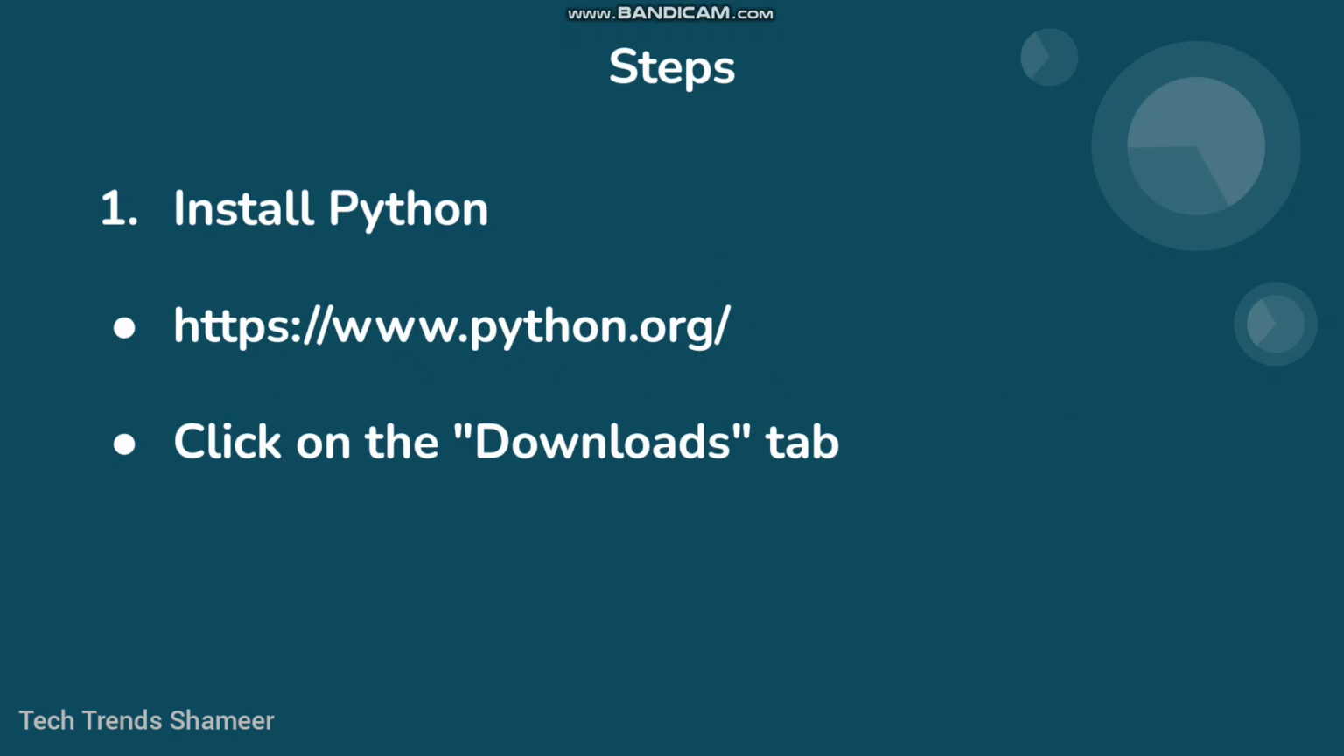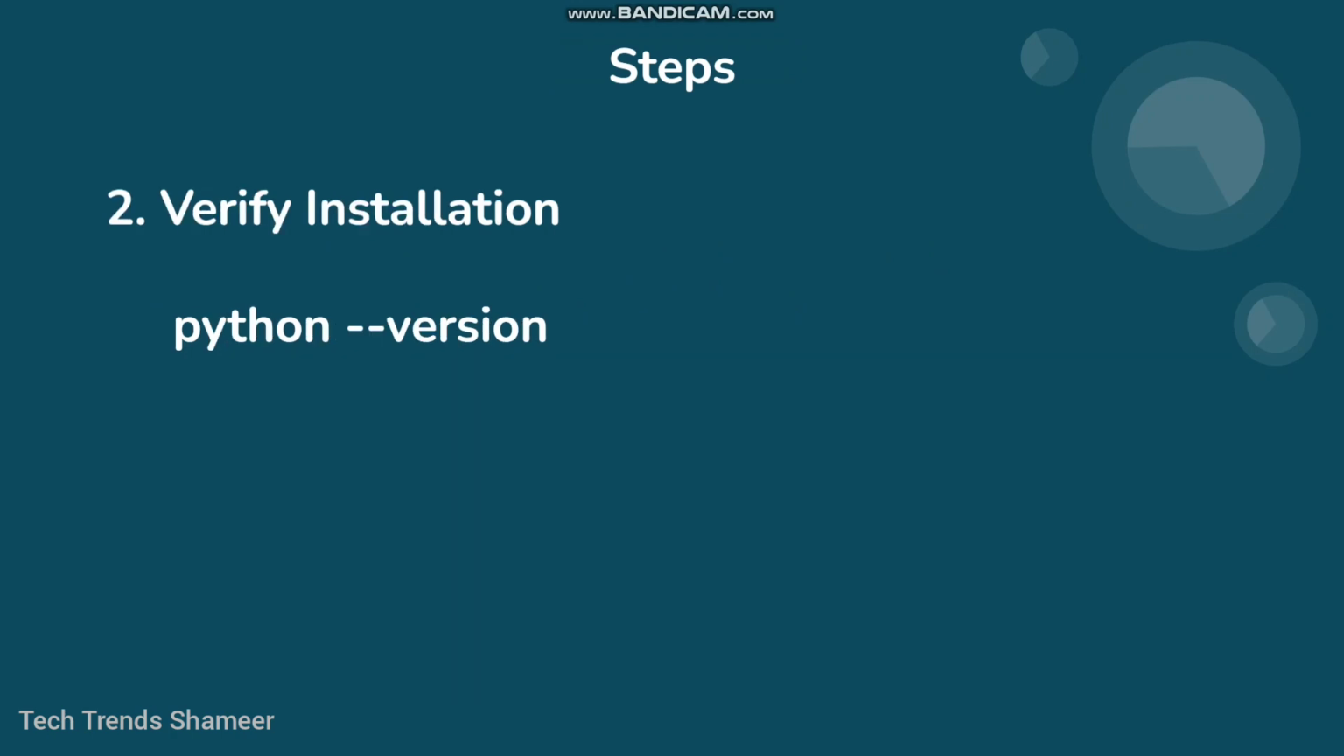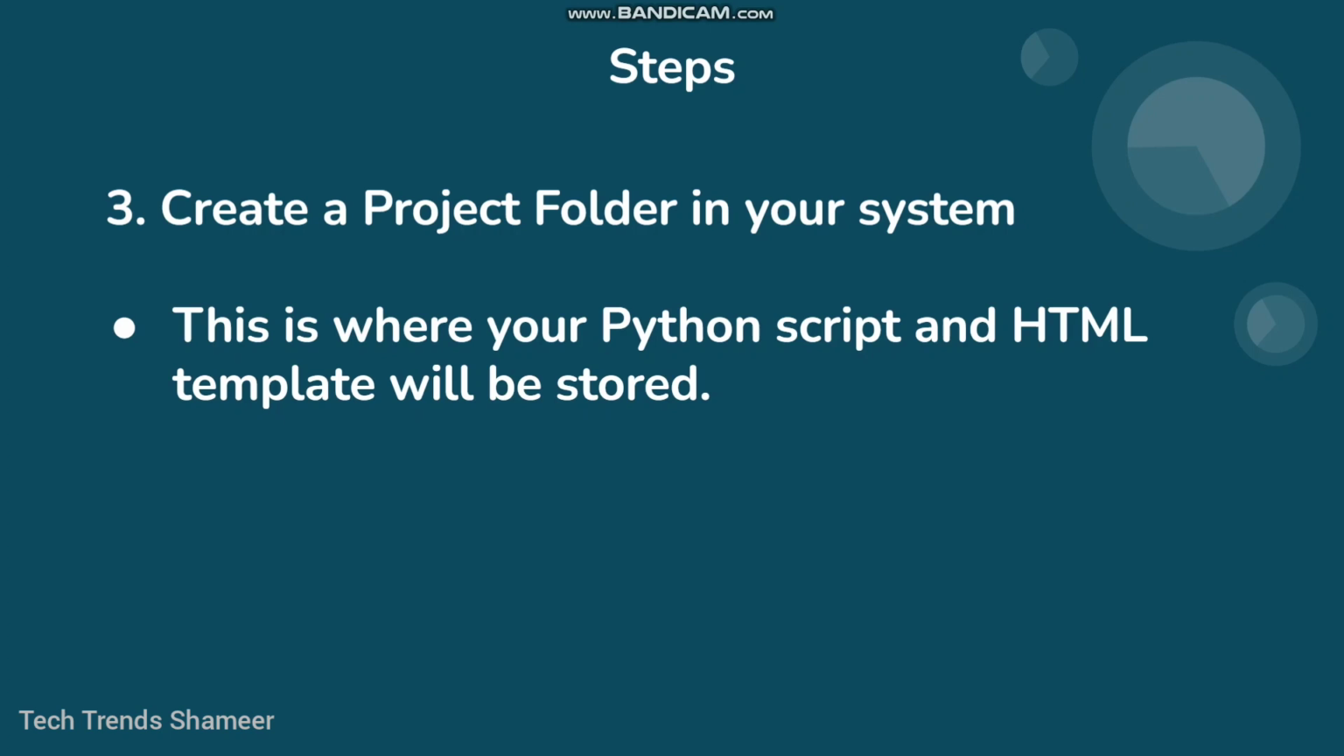First we need to install Python. You can download Python from the python.org website. Then we need to verify whether Python is installed and check the version. For that we need to use the command python --version. The next step is we need to create a project folder in our system. In this folder we need to store the Python script and the HTML template.